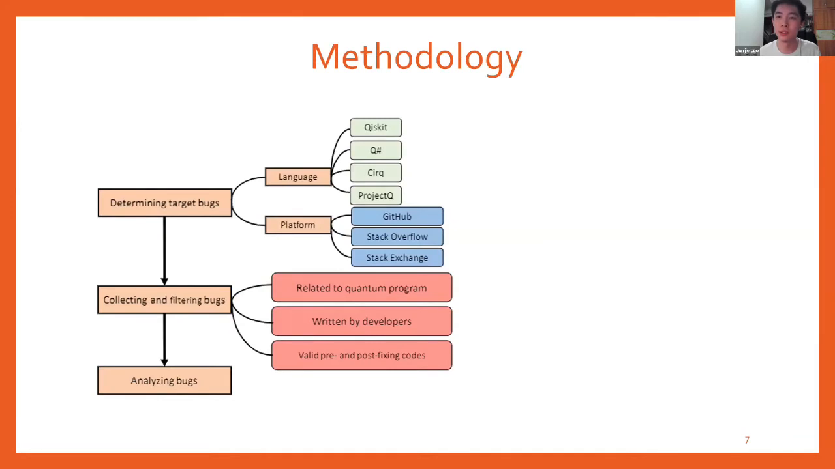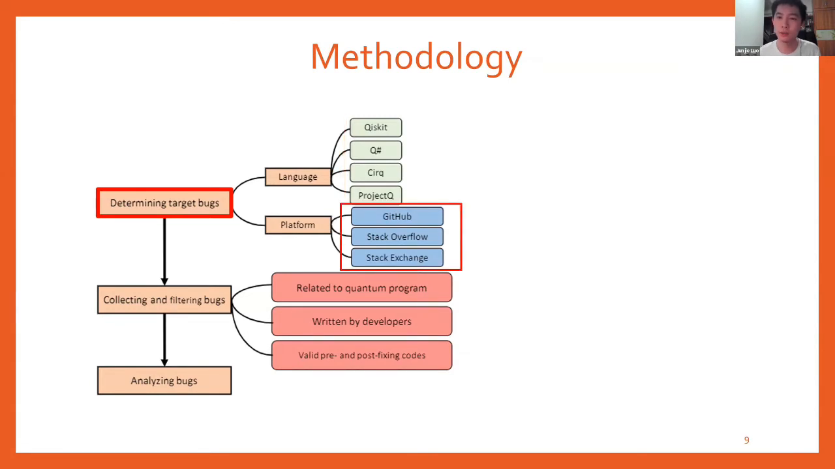Then we will introduce our methodology. This picture shows the question and analysis process. The first thing we have to do is to determine the target bugs. In order to collect as many bugs as possible, we collected bugs generated in the most commonly used quantum programming languages, including Qiskit, Cirq, Q#, and ProjectQ.